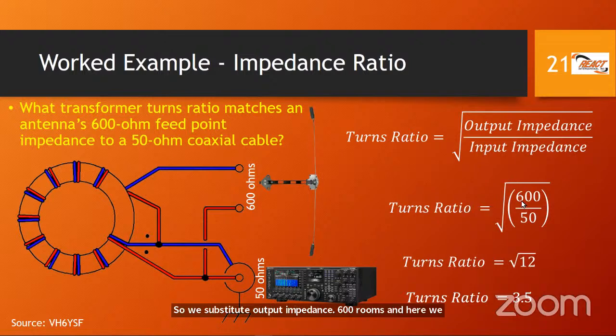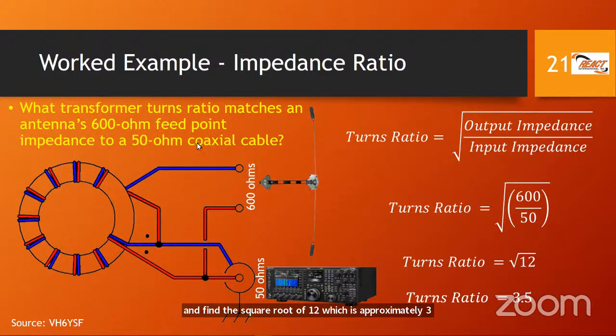Turns ratio is equal to the square root of 600, which is the output impedance, on the numerator, and in the denominator below the line we have the input impedance of 50 ohms. So we put 50 ohms in the denominator. When we divide 600 by 50, we come to the next equation. We get turns ratio is equal to the square root of 12, because 600 divided by 50 is 12. And then in the next equation, we simply use our calculator and find the square root of 12, which is approximately 3.5. And therefore, the turns ratio is 3.5 to 1. And that's the answer for this question.